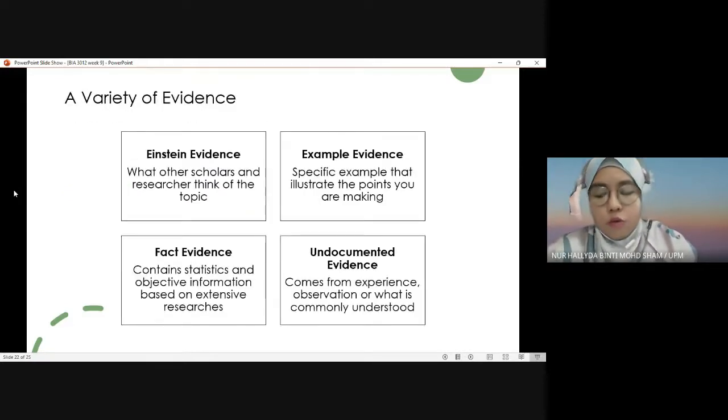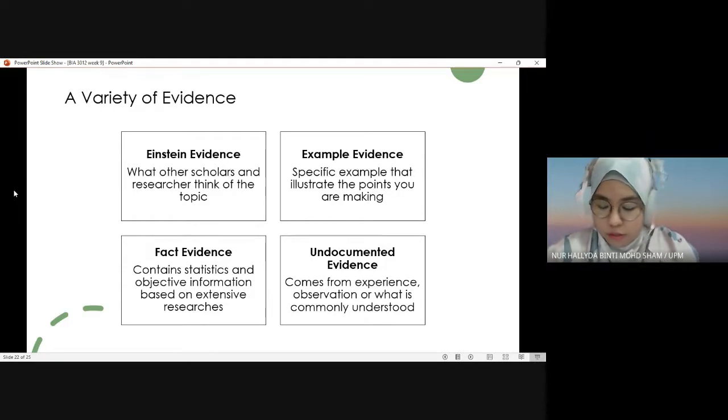All right, so let's go to the types of evidence. When it comes to the types of evidence, try to vary your types of evidence. Don't just find one type of evidence.